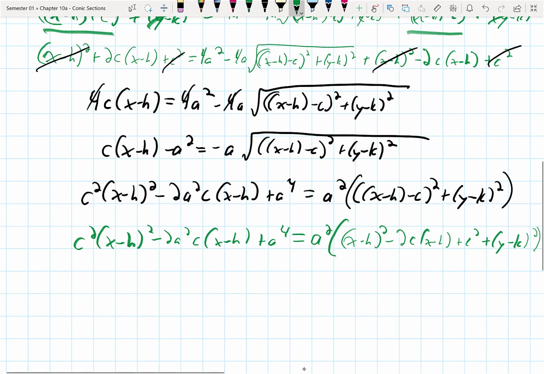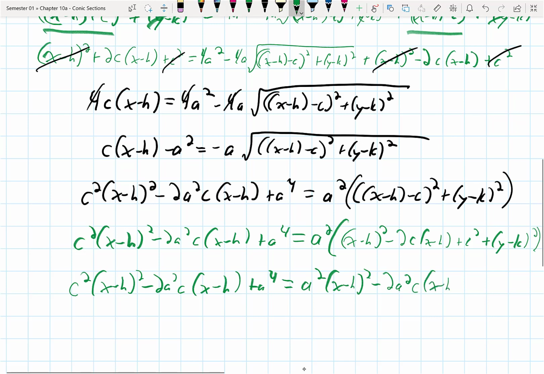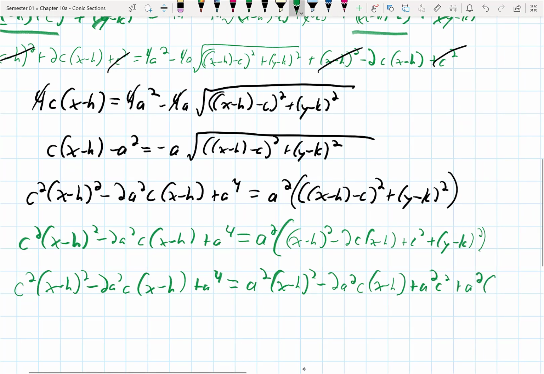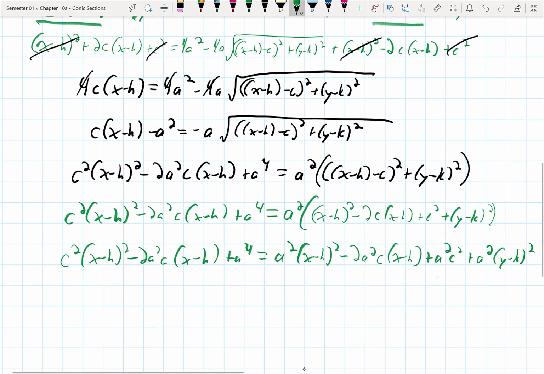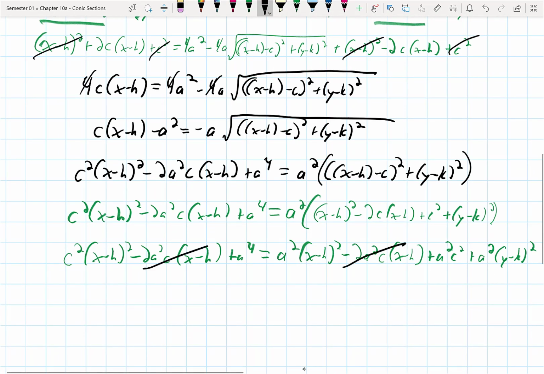Next step is going to be to distribute. So I've got to keep this left side the same. The right side, I'm going to distribute the a squared, so I have a squared times x minus h squared minus 2a squared c times x minus h plus a squared c squared plus a squared times y minus k squared. And I did that because now this cancels out. Okay, we're actually starting to bring these terms down to something a little bit more manageable.